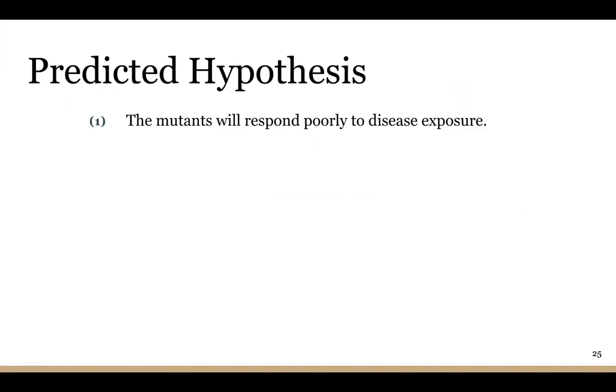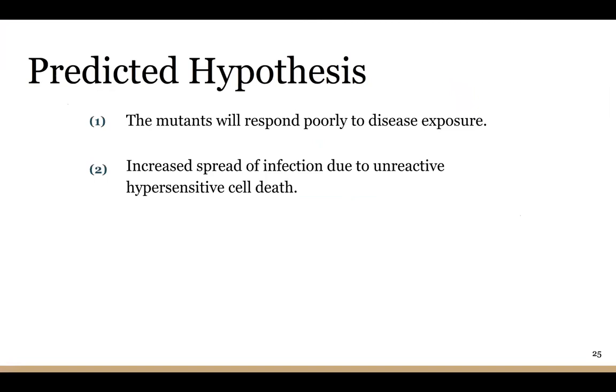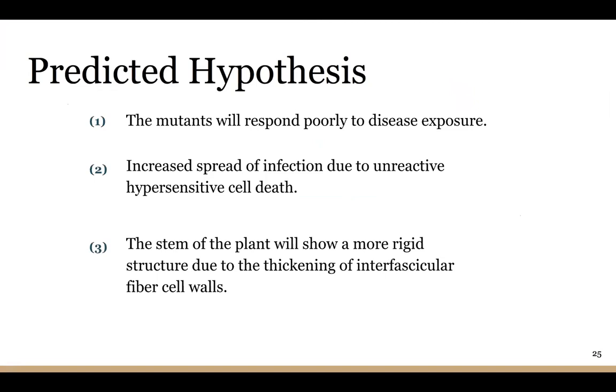We hypothesize that mutants will have a weakened response to infection. This would be demonstrated by an increase in the spread of disease to surrounding tissue or a non-functional hypersensitive response. We also expect to see an increase in stem rigidity due to the thickening of interfascicular fibers.